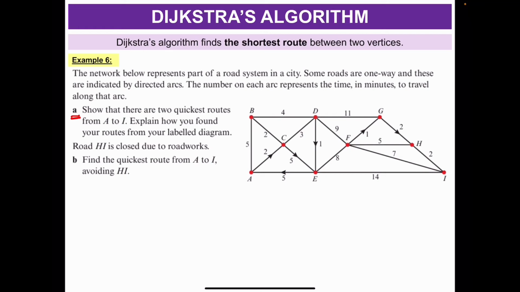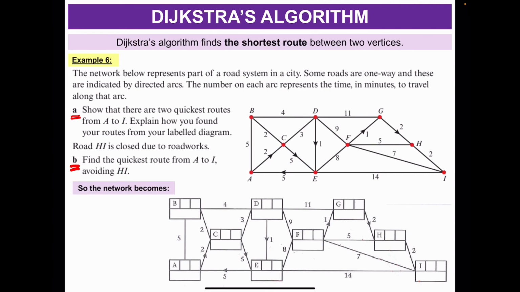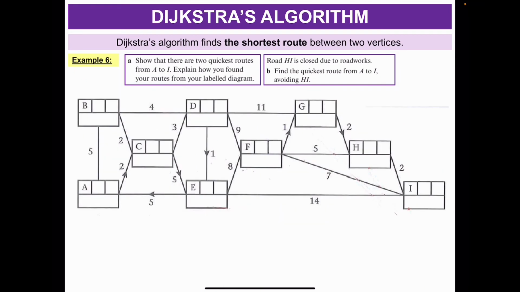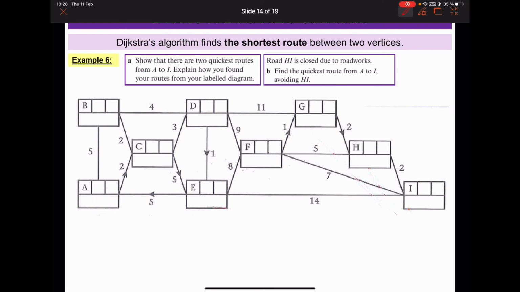And then in the second question, in the B case, it says the HI is closed and we need to find the quickest route from A to I, avoiding the HI. So we will do that in the second part. So when you redraw, you would get this template, and you would have every single arc with the 3 little boxes for the working values, for the final label, and so on. So I'm going to the next slide, and I copy the questions. Let me just change the color of the pen. I'm going to use the blue one for the working values.